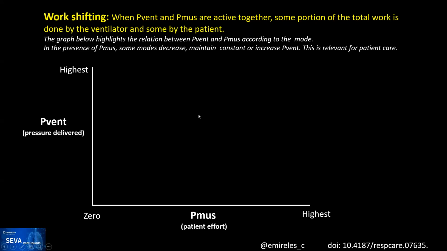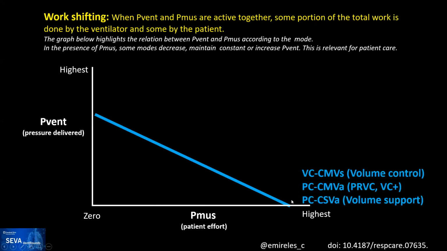This graph we have presented several times, but it highlights very nicely work shifting according to the mode. Depending on the mode, if the patient is paralyzed, so zero effort, the ventilator is going to be delivering this amount to overcome the elastic and resistive forces of the patient. But as the patient starts doing Pmus, so in the x axis you can see the patient effort, as the patient does more, the pressure that the ventilator will deliver will go down. That we see on the adaptive modes, adaptive targeting, so PRVC, volume support, and volume control.